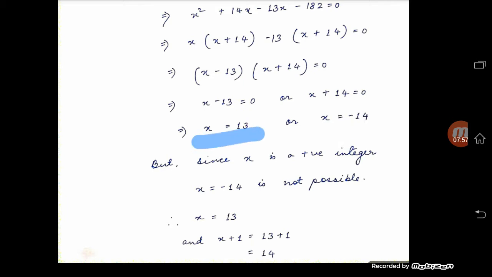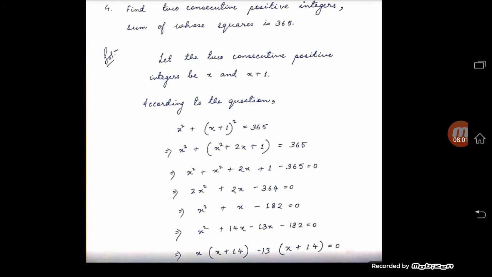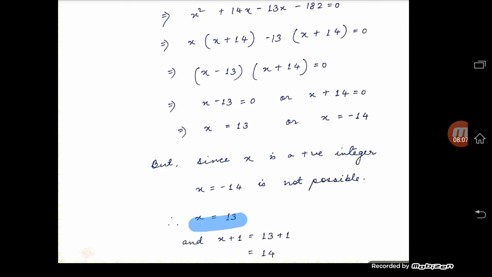Now, since there are two consecutive positive integers, one was x, another was x plus 1. So one is x, which is 13, the other is x plus 1, which is 13 plus 1 equal to 14. So we have found the two consecutive positive integers, which are 13 and 14. So this is your answer.